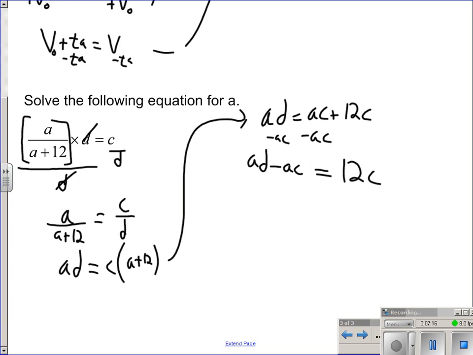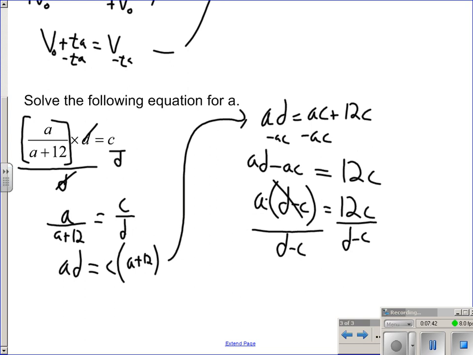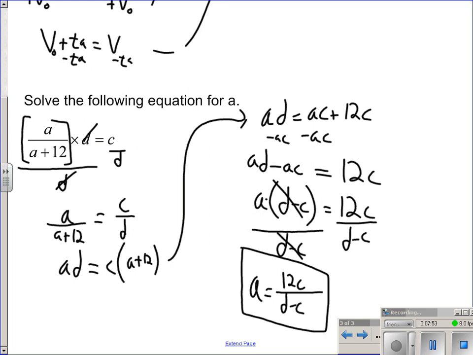Since the AD and the AC are not like terms, and we want to be able to solve for a, meaning we need a single term of a, what I'm going to do is factor out an a. This is a times (d minus c) equal to 12c. Now this is just a times this quantity of d minus c. We want a by itself, so divide by that quantity of d minus c. Those will cancel out. A equals 12c over d minus c. There's that equation solved for a.